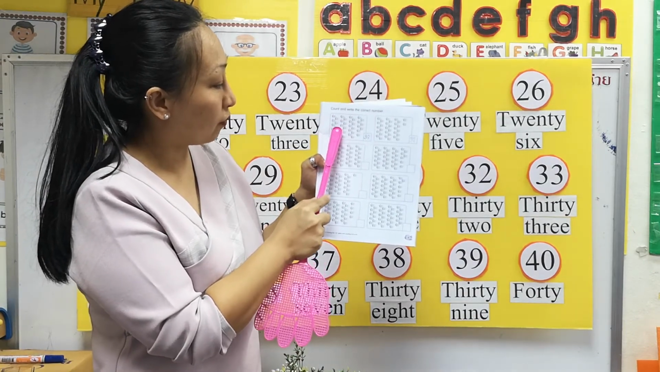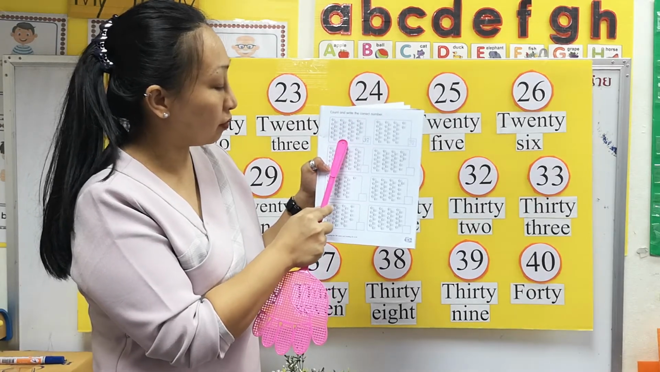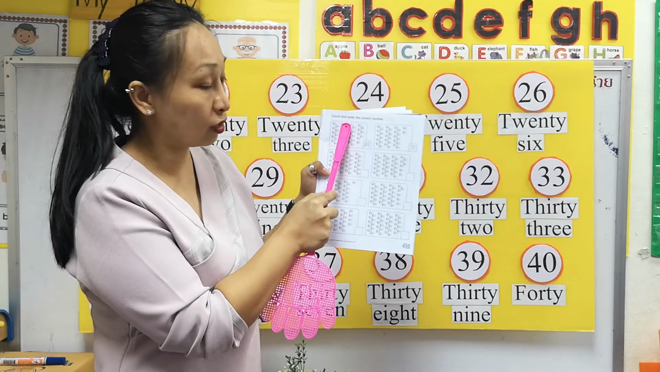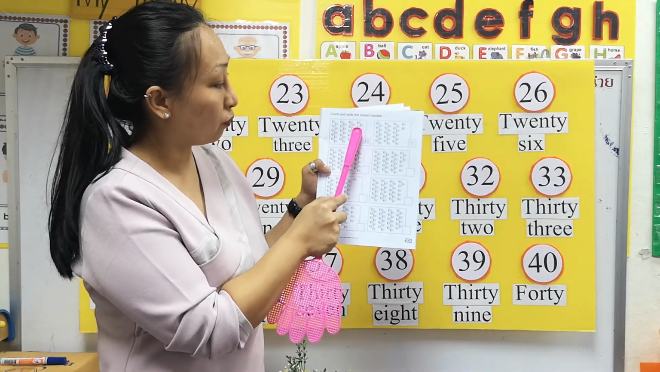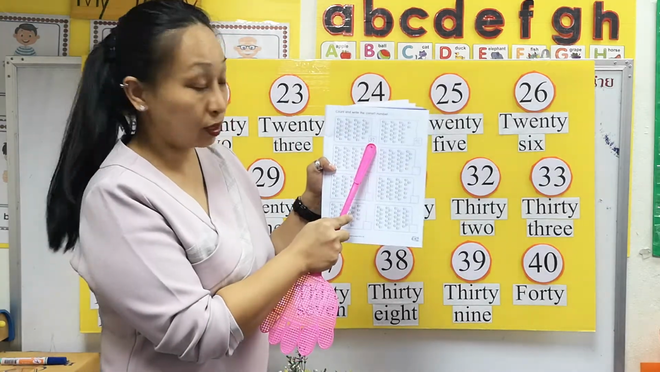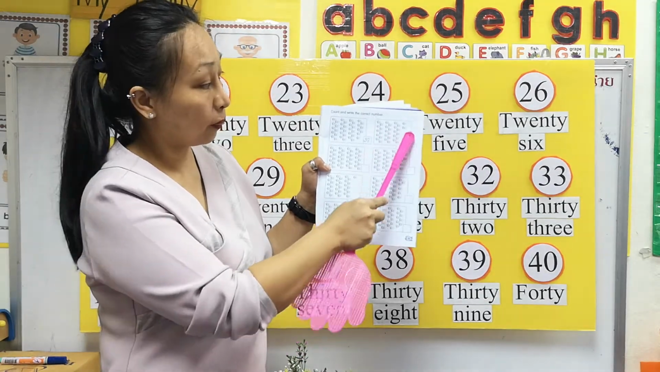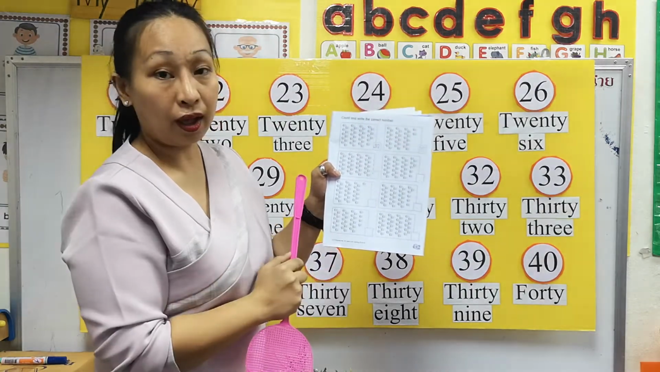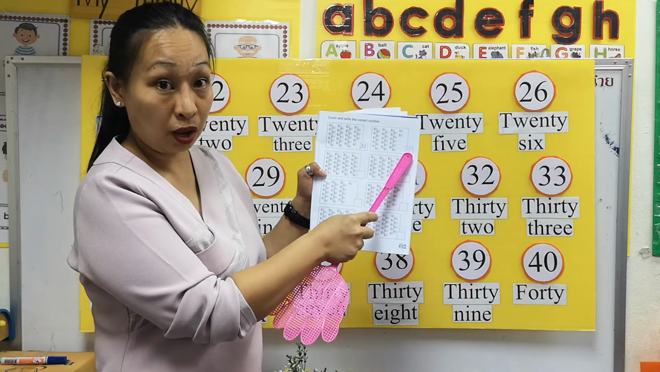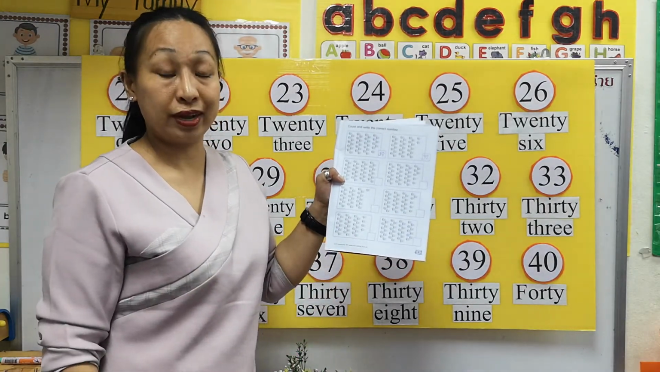1, 2, 3, 4, 5, 6, 7, 8, 9, 10, 11, 12, 13, 14, 15, 16, 17, 18, 19, 20, 21, 22, 23, 24, 25, 26, 27, 28, 29, 30, 31, 32, 33, 34, 35, 36, 37, 38. So that is the total. I wrote it inside the small box. And also, the other one, this next box, I counted them and I wrote the answer in the small box. So, I'll expect you to answer the others, the rest, alright?